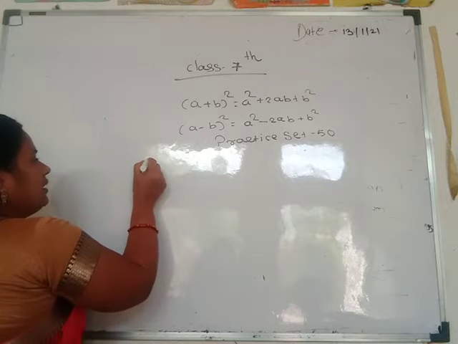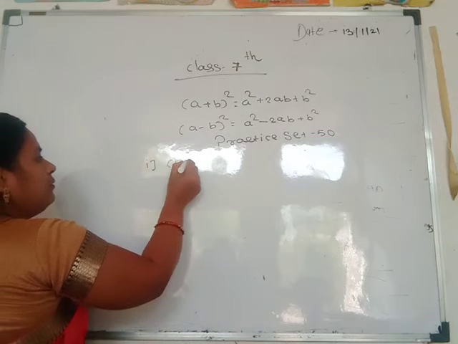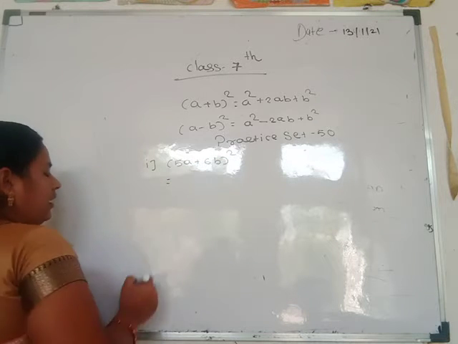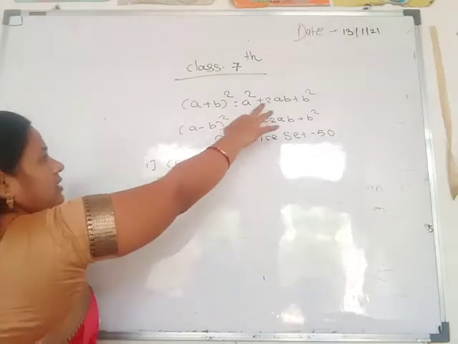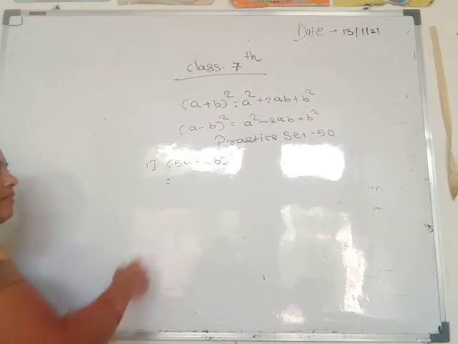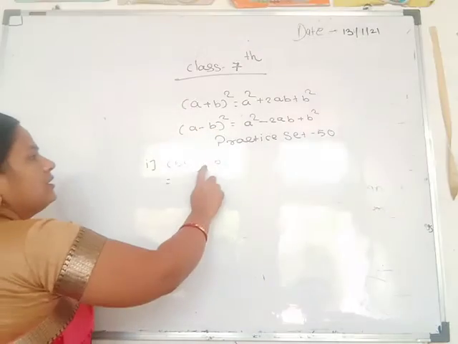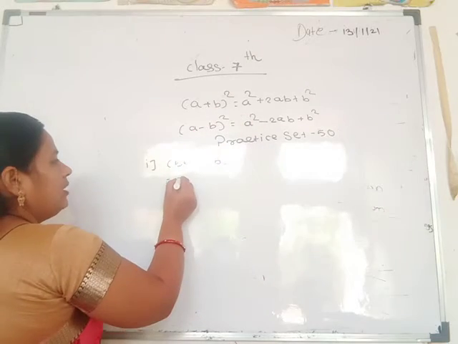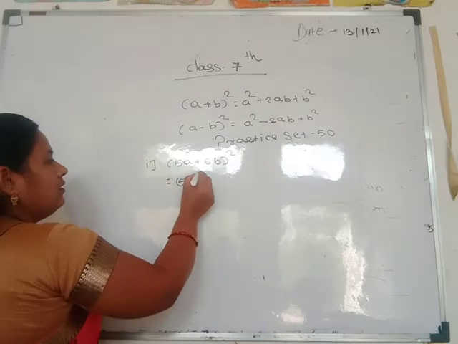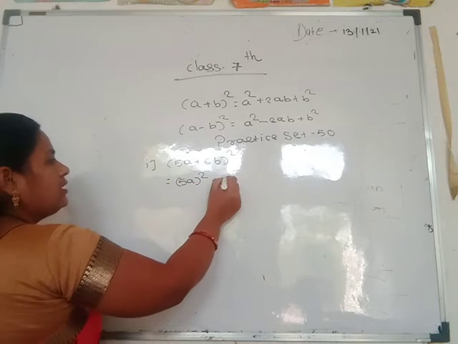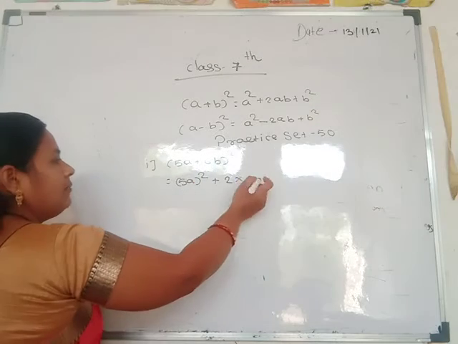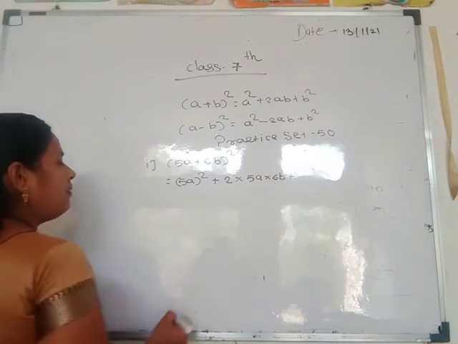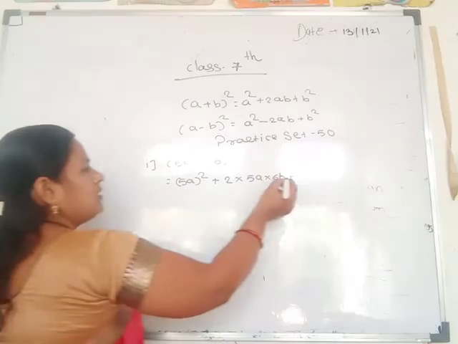Expand. See this example: (5a plus 6b) whole square. See this formula, a square plus 2ab plus b square. Here 5a is a and 6b is b. Then write this formula: (5a) square plus 2 into ab, where ab means 5a into 6b. First of all we expand this.